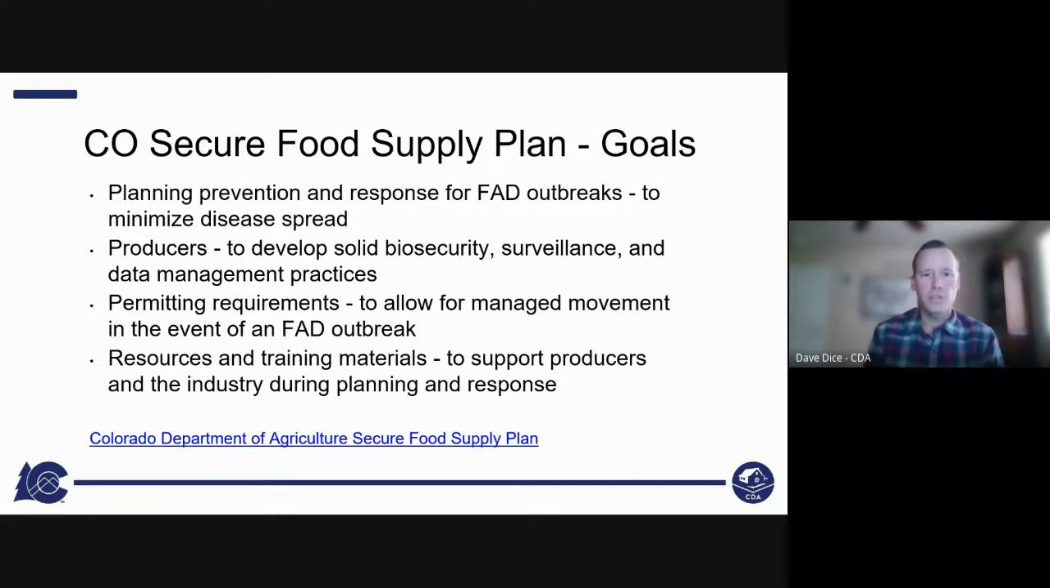And then for producers, it's to aid you in developing solid biosecurity, surveillance, and data management practices. Along with this comes the permitting requirements, which I'll get to in a little more detail. With a disease outbreak, movement is going to be limited and restricted, and there's the need for permitting to allow movement in certain areas. To allow for this managed movement in the event of an outbreak, this plan will help as well. There are also resources and training materials to support. This covers all the commodities and is a resource for you, and it provides details such as contact information for particular individuals throughout the state and our offices, and how we would respond.